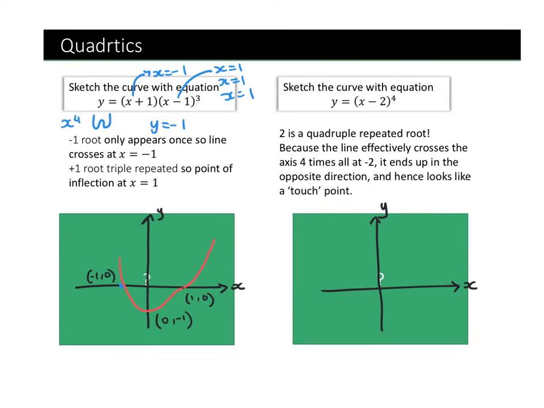Okay then, so next, sketch the curve with the equation x minus 2 cubed, to the power of 4. X to the power of 4 is positive, yeah? So I'm going to have a W. Minus 2 to the power of 4 is positive 16, so my y-intercept is 16. And I have equal roots of x equals 2. Is everyone happy with that?